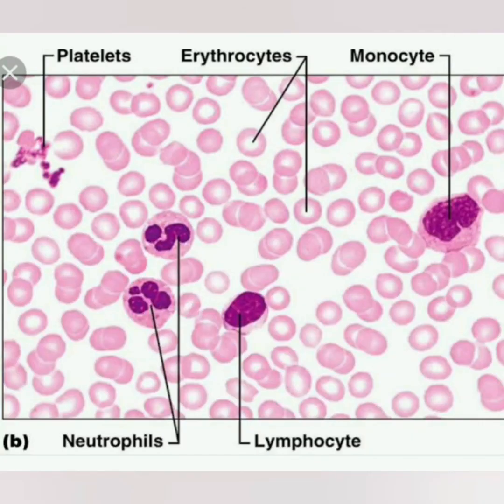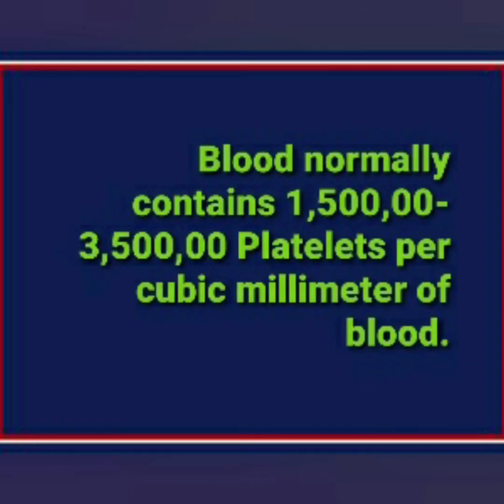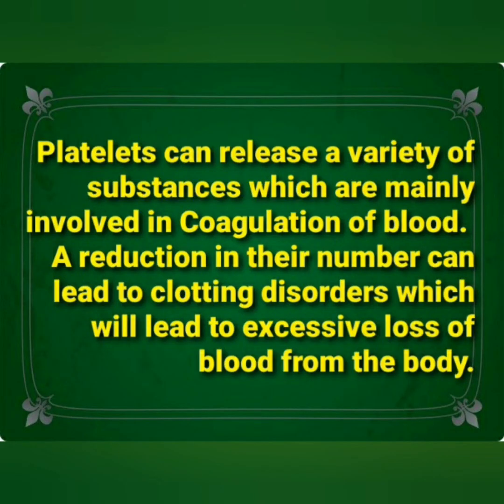Once again, the blood smears photograph is shown here. Neutrophil, lymphocyte, erythrocyte, monocyte and platelets you can see here. Next is about platelets. They are also called thrombocytes and are produced from special cells in bone marrow, namely megakaryocytes. Blood normally contain 1,50,000 to 3,50,000 platelets per cubic millimeter of blood.